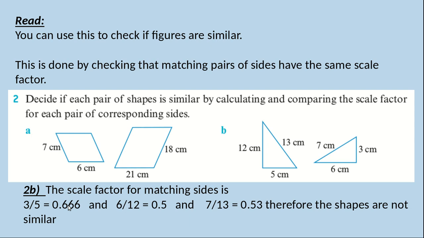So we've got 3 different scale factors from 3 different pairs of sides. So these two triangles are not similar. They would only be similar if we had the same scale factor on matching pairs of sides.